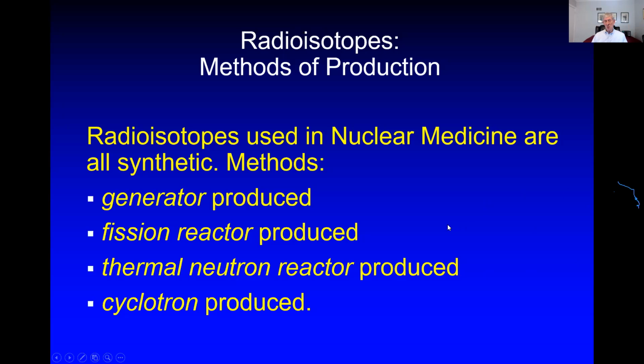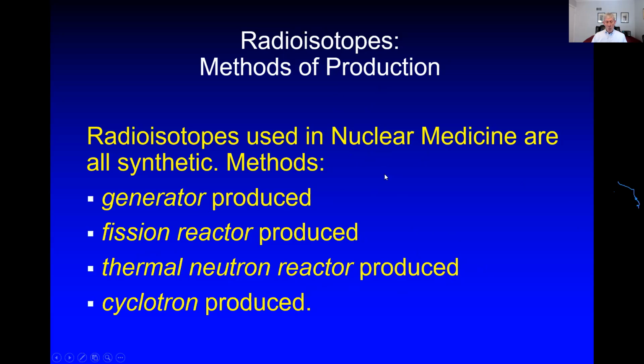Okay, then we're going to start the radiopharmacy part, and I think you'll agree that radiopharmacy would not exist if it were not for radioisotopes. And so we want to take a good look at the methods of production. There are 4 methods of production of isotopes today. One of them, the thermal neutron reactor, is rarely used anymore. There are several generators that are commercially available. The fission reactor produces 3 of our most important nuclides. And of course, cyclotron produces 6 of our most important nuclides.